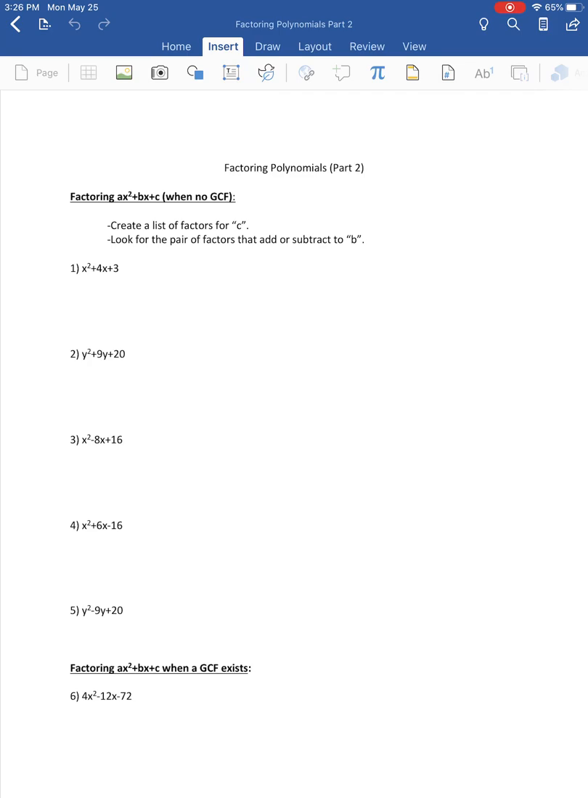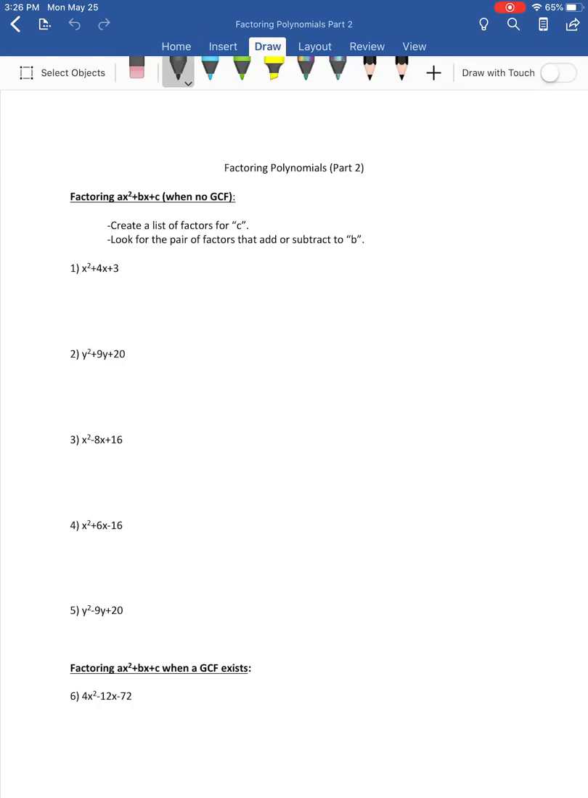Okay, so in this lesson, we're going to go further with factoring. In the first lesson, we factored polynomials that had a greatest common factor, a GCF. So for example, we were factoring things like 4x squared minus 8x. The GCF was 4x. They each have a 4 in common and they have one x in common.